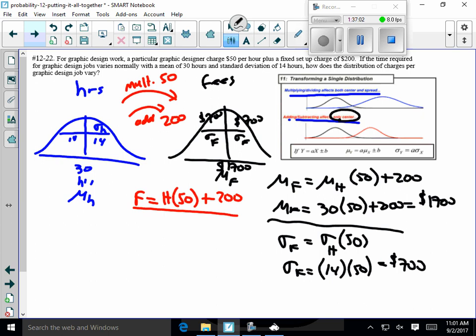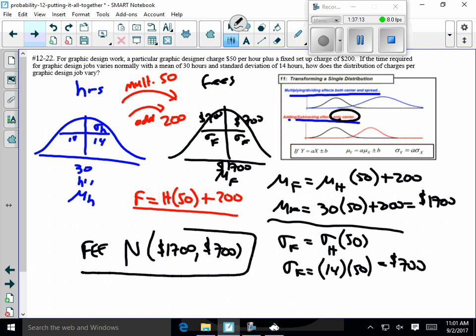You might write it this way: the fees are normally distributed with a mean of 1,700 and a standard deviation of 700. Okay, so this is an example of transforming. And once we have that, we could use it to do probability, like what's the probability that we'll make more than $3,000 on a job, or what's the probability we make less than $1,000 on a job, or something like that.